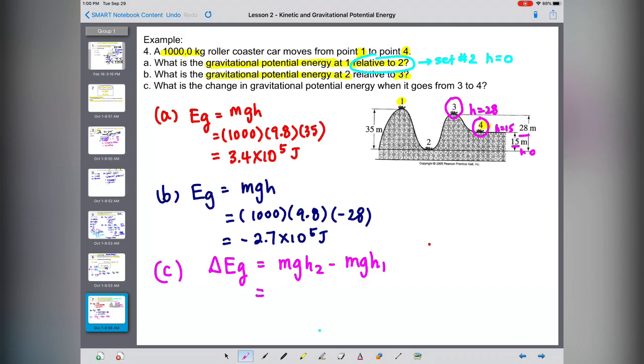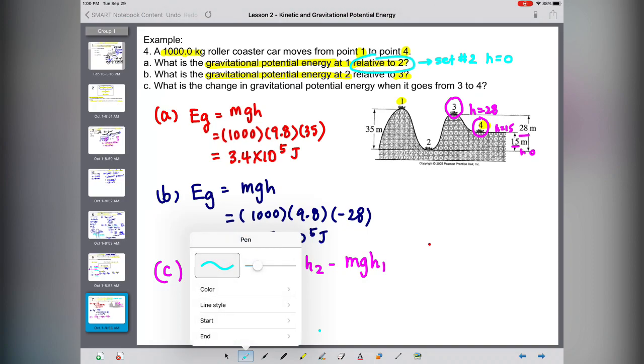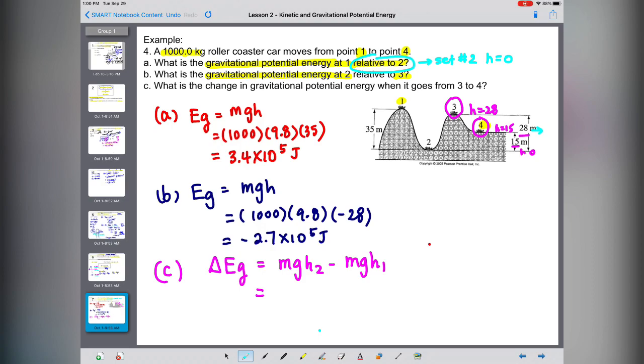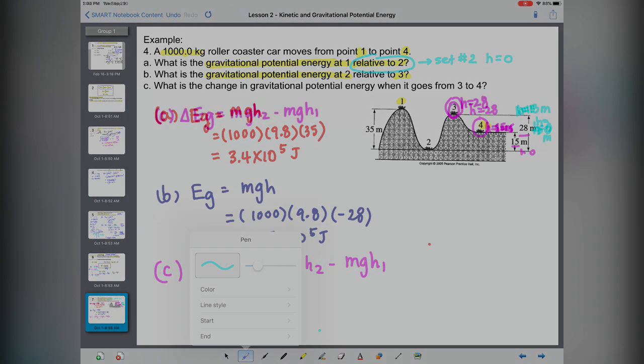But if you don't want to, and you say, well, I want to set number 4 as 0, it's up to you as well. You can set number 4 to be the height of 0. But if that's the case, you're going to have to subtract the 28 from the 15. So the height here is 13. So notice the change is still the 13, and it's up to you what you wanted to use.